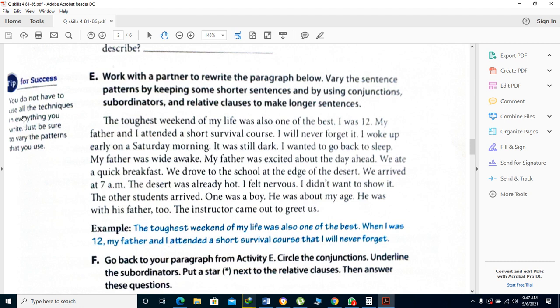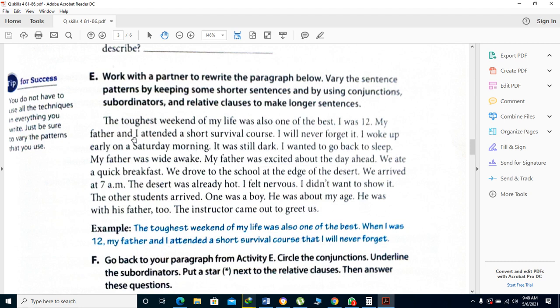You do not have to use all the techniques in everything you write. Just be sure to vary the patterns that you use. So it's not necessary to use all types of sentences, but your writing should not be monotonous. Means it should not use the same pattern again and again. For example, if you are writing, you should have a combination of sentences like simple sentences, compound sentences, and sometimes you can write complex and compound complex sentences as well.